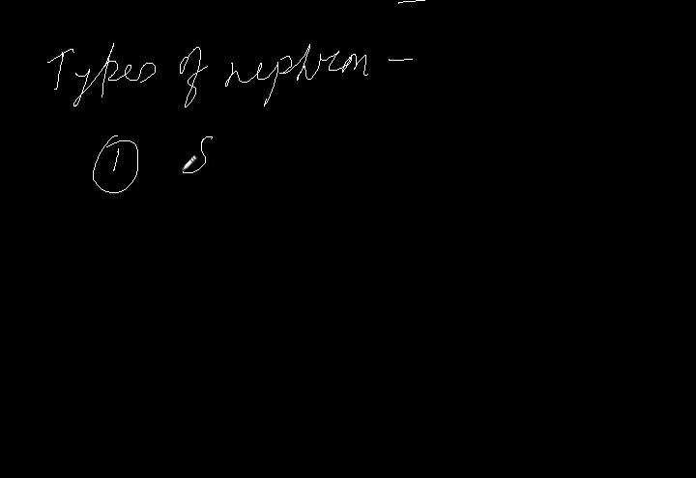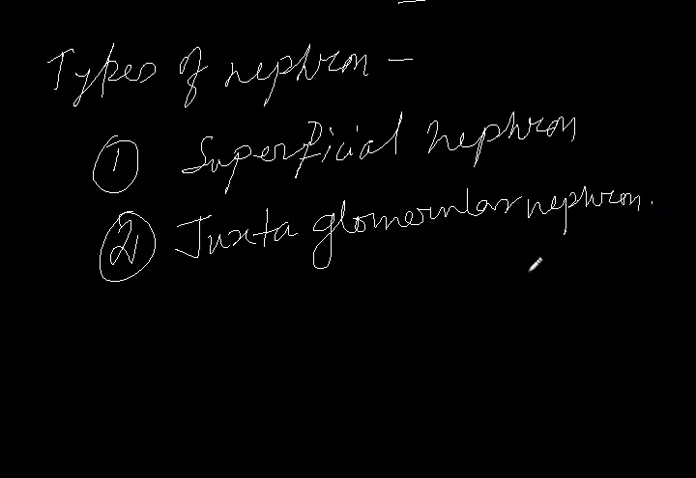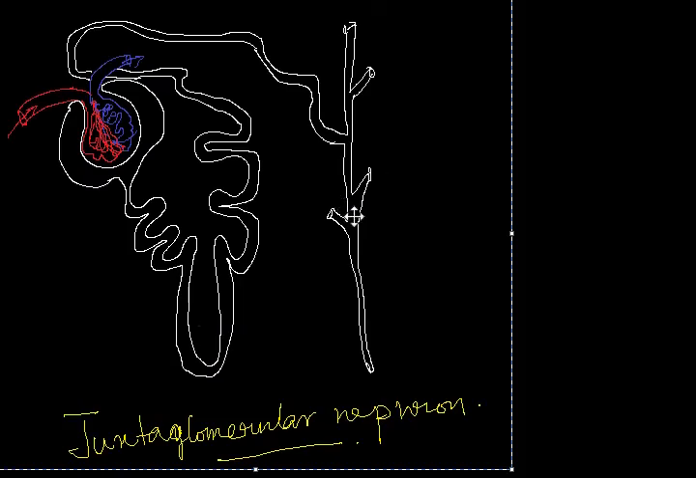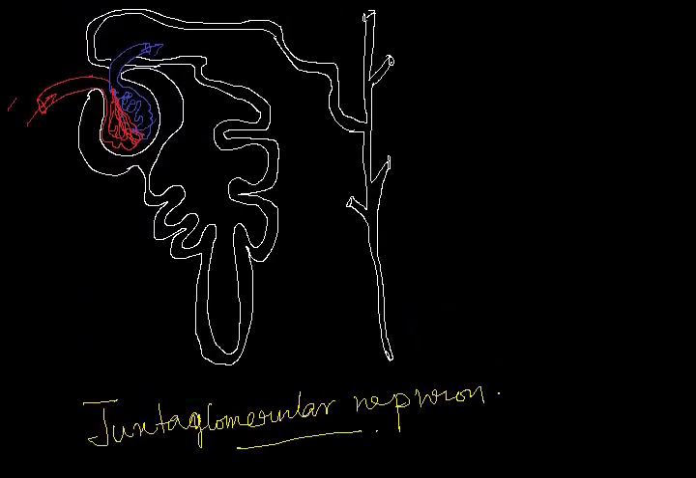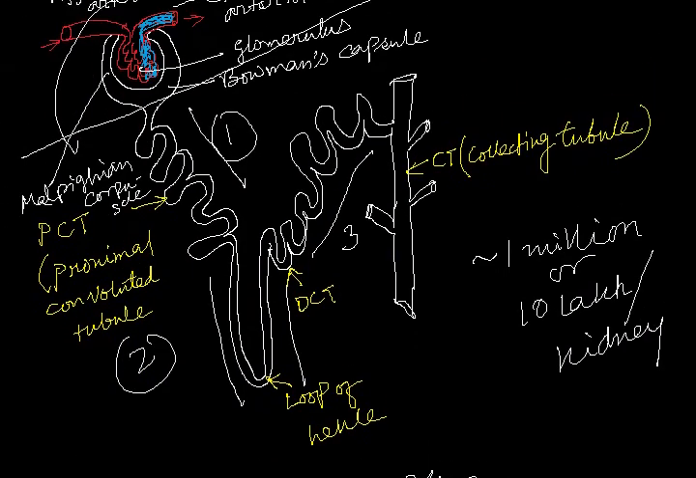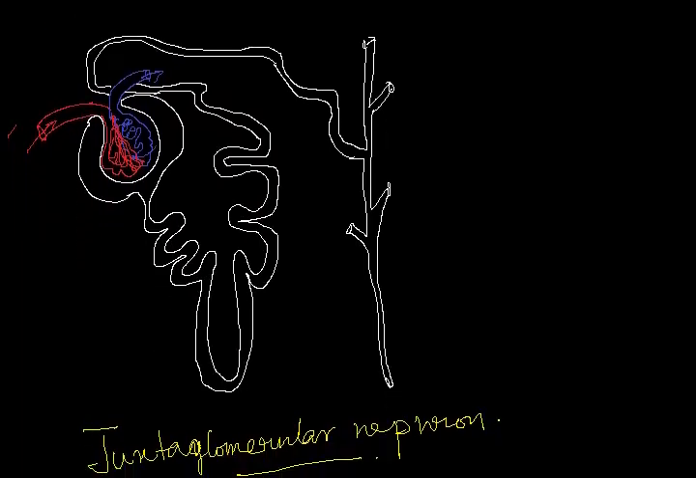Now, types of nephron. Based on structure and function, we can classify the nephron into two types: superficial nephron and juxtaglomerular nephron. This is the structure of the juxtaglomerular nephron, and this structure is actually of a superficial nephron. Please look at the structure. Here we're going to compare it with the juxtaglomerular nephron.